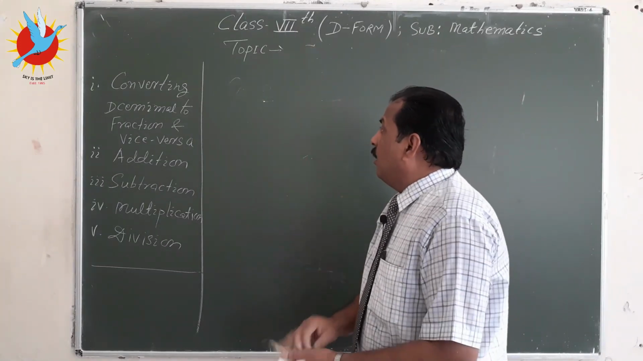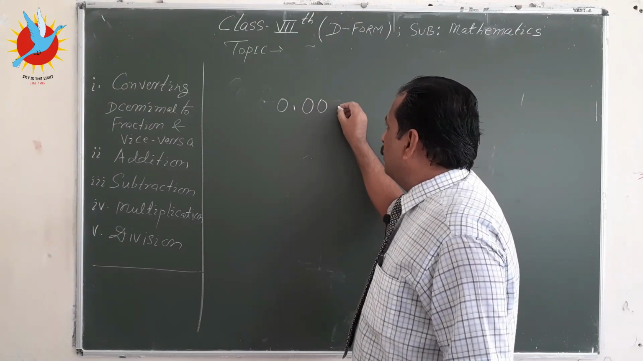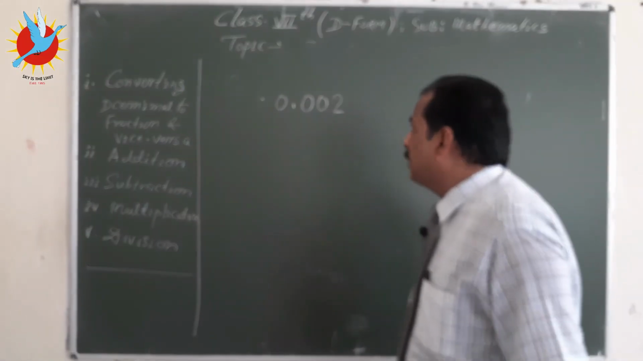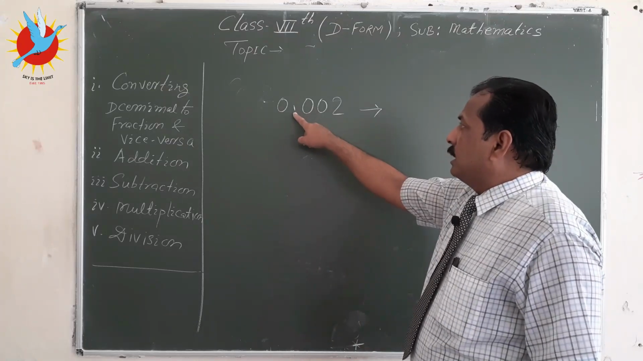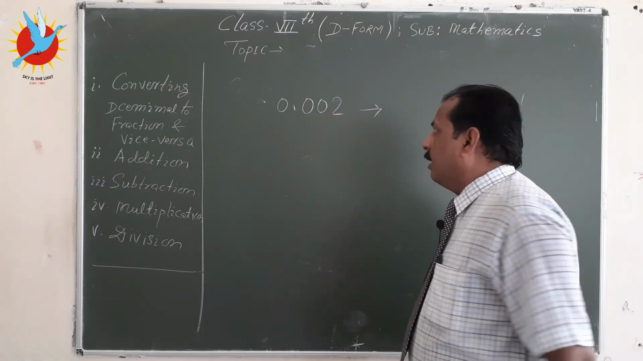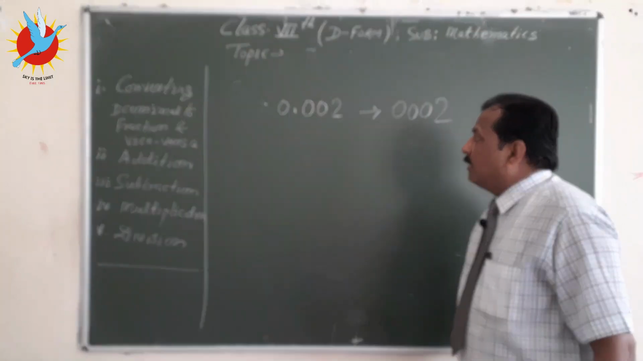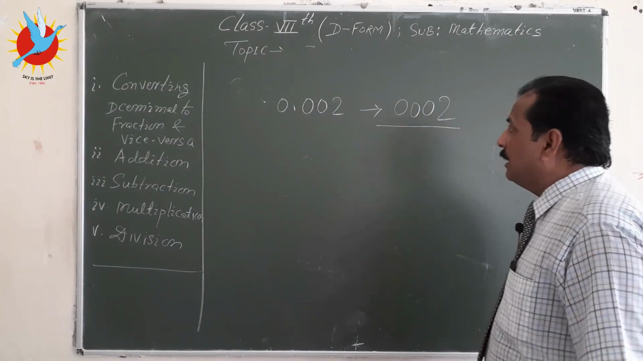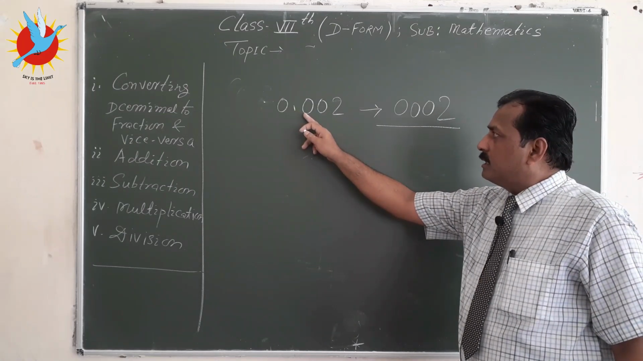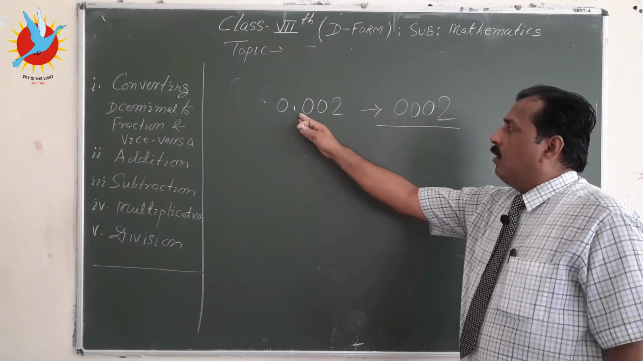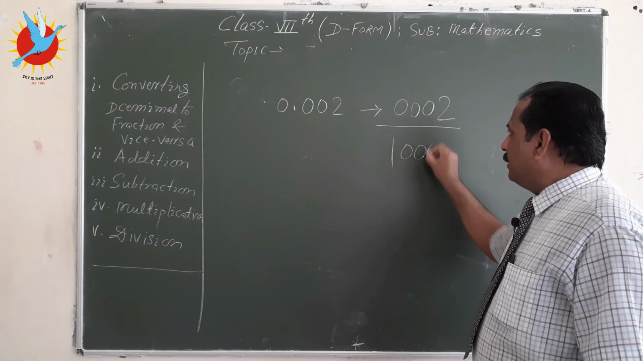Let me take one more example. This is a decimal number 0.002. So how to convert it into a fraction? I told you, write the number without considering or ignoring this decimal. So this is 0, 0, 0 and 2. No problem. Then decide about the denominator. So after the decimal, how many digits are there? After the decimal, you have to check on the right hand side: 1, 2 and 3, which means 1 and then 3 zeros.